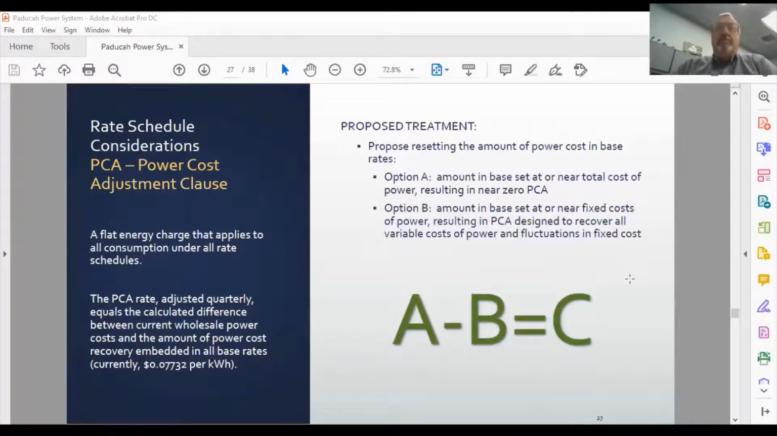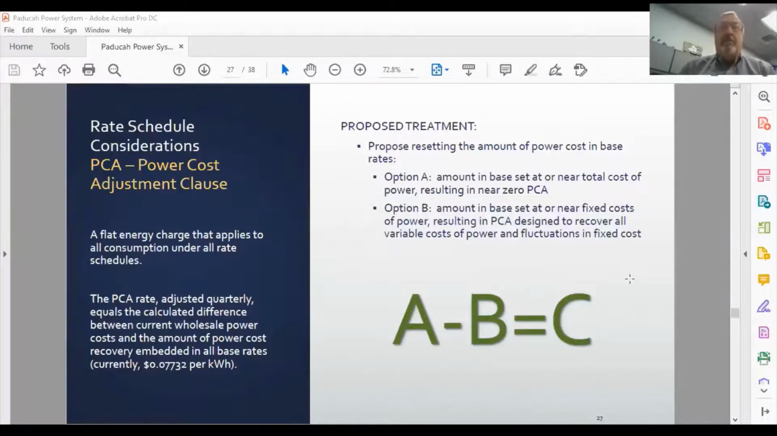The only real rate design consideration, because that formula is indifferent to the amount you put in base, it always works. So the consideration is how much to put in base, and I really think there's 2 options. You could put nothing in base, and then your C would be equal to A, a big full flow through of all power costs on a quarterly charge basis.